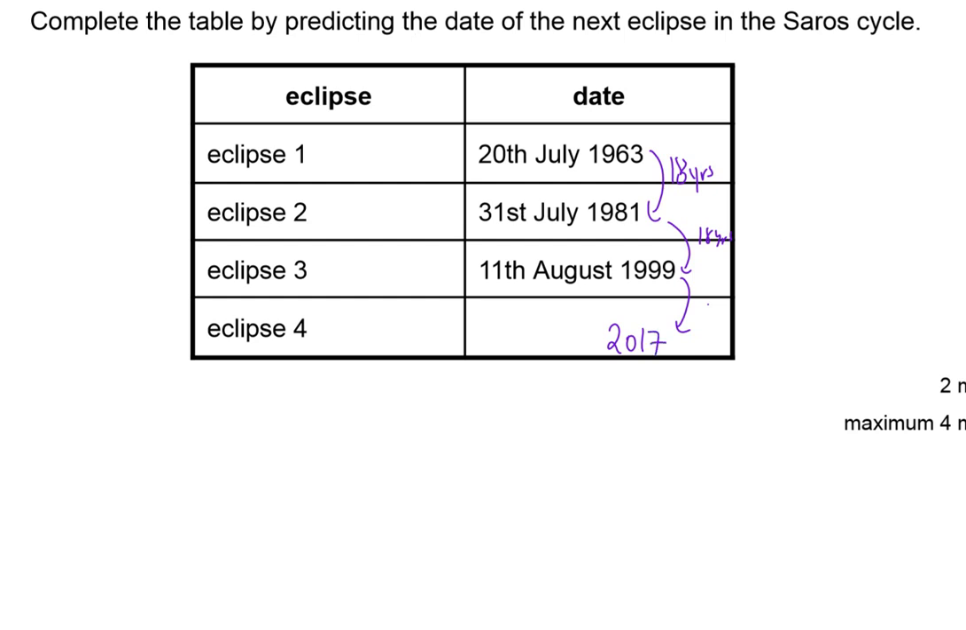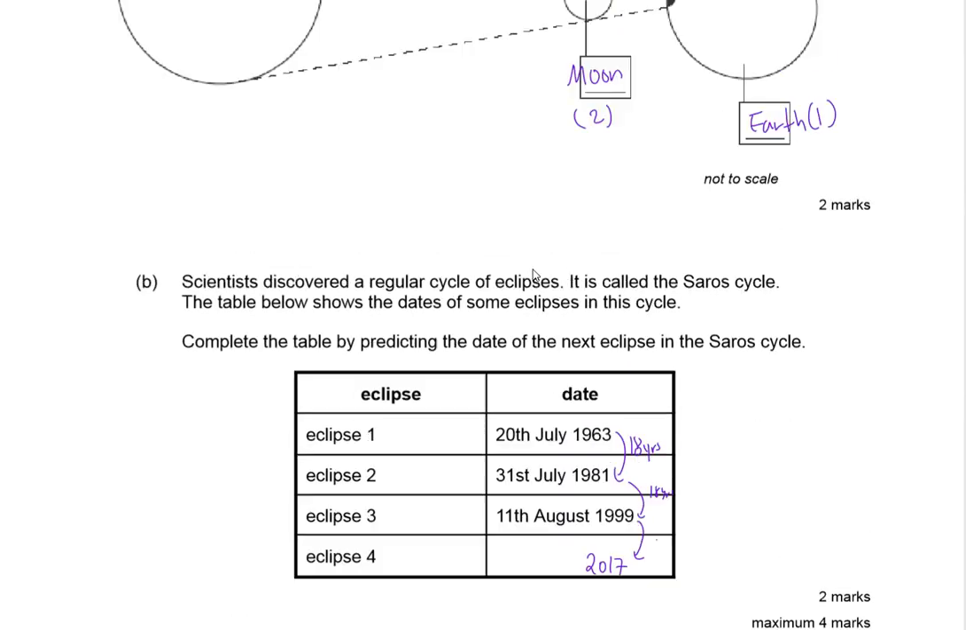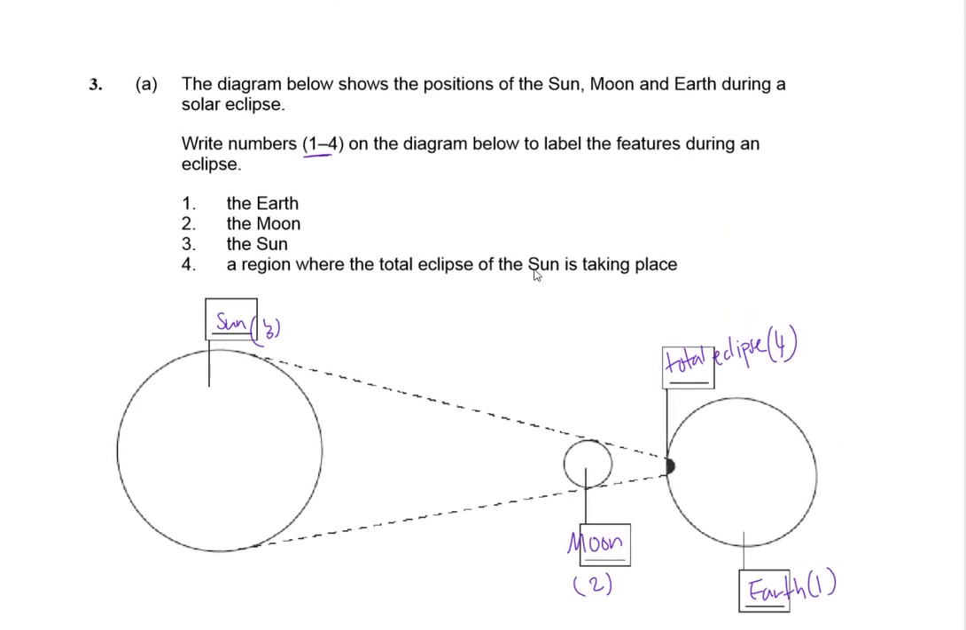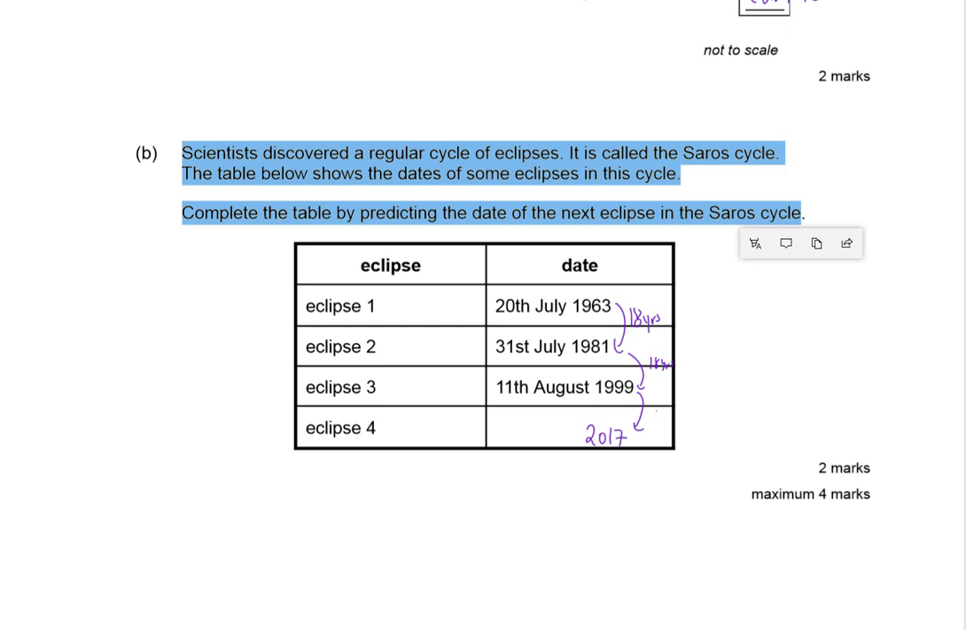Okay. Now, what's left is the date. Now, how do we know the date in this case? I discovered a regular cycle of eclipses, and here are the dates. Now, 20, 31st, 11th, and then is there anything else we need? No, nothing else we need. Alright, now, what we need to do now is we need to find out the year. Sorry, the year is done. We need to find out the month and the date.